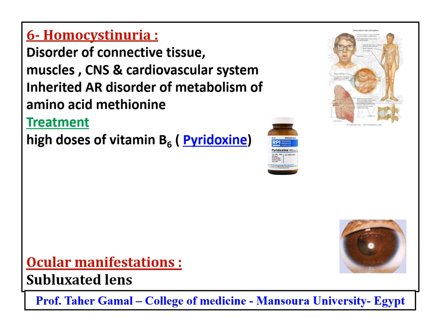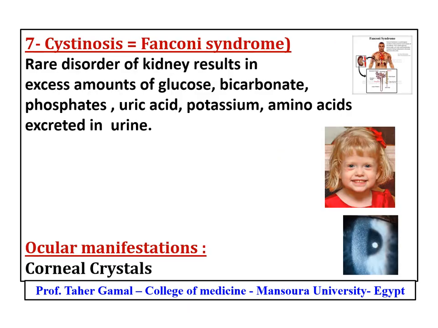The sixth metabolic disease is homocystinuria, a disorder of connective tissue, muscle, central nervous system, and cardiovascular system. It is an inherited disorder of metabolism of the amino acid methionine. Treatment is by high doses of vitamin B6, pyridoxine. Ocular manifestation, subluxated lens.